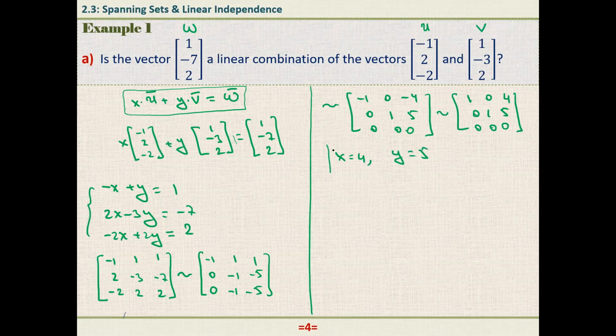That means that our system is consistent, right? So that means that this w is a linear combination of u and v. I can just write it as 4 times vector u plus 5 times vector v. It gives us vector w, right? And see, there's the relationship between how the things are connected to each other. It's asking, is the vector a linear combination of these given vectors? It means now if you just form the system, is the system consistent or not?